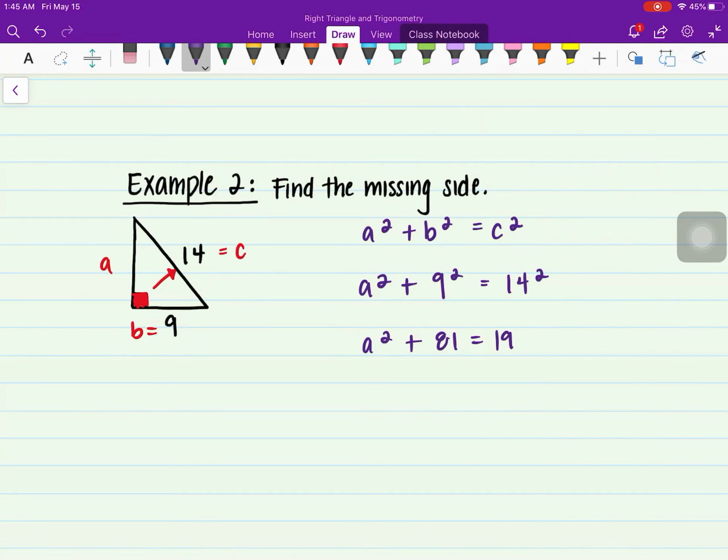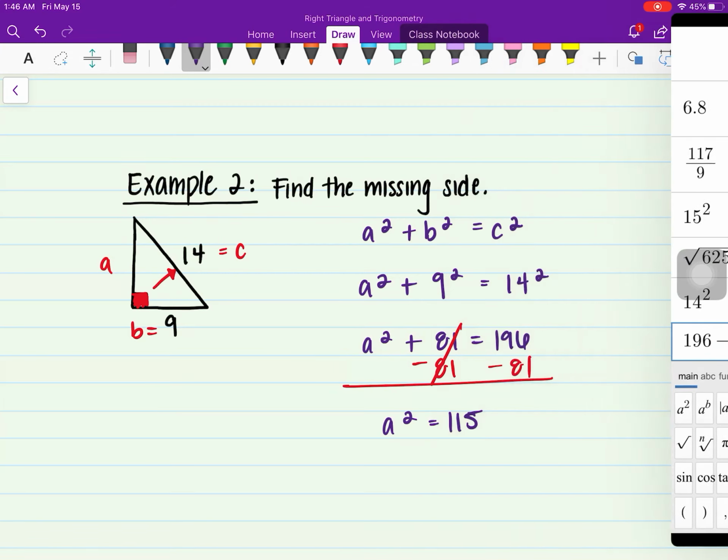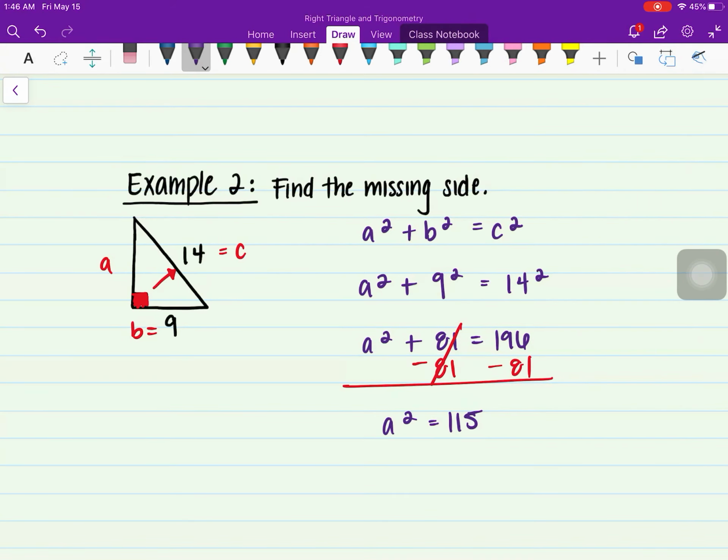14 squared is 196. And since we're trying to leave the A alone, we're going to go ahead and move everything to one side. So the 81, I'll go ahead and do the opposite and subtract 81 from both sides. And we have A squared equals 196 minus 81, which would give us 115. And let me just double check that. So it's 196 minus 81. Yeah, 115.